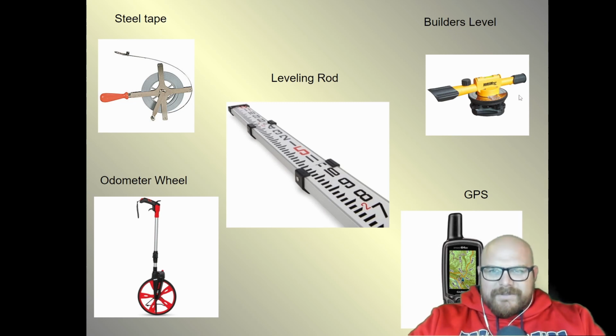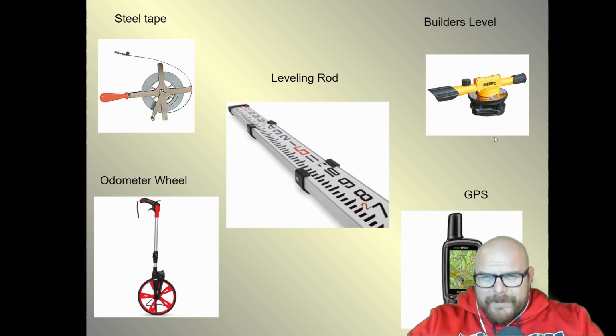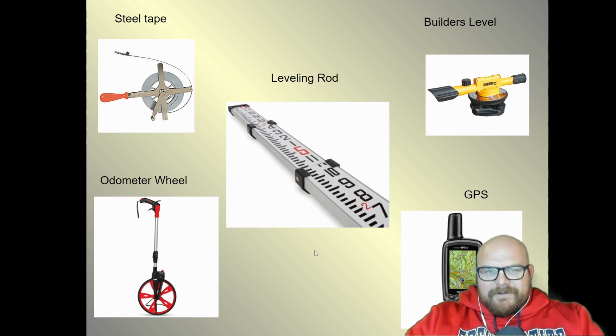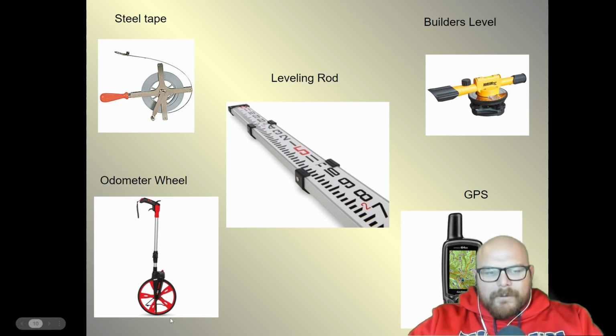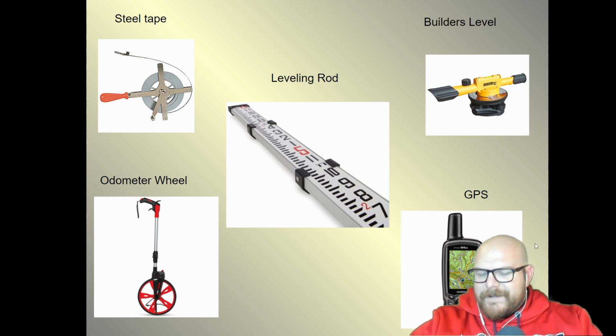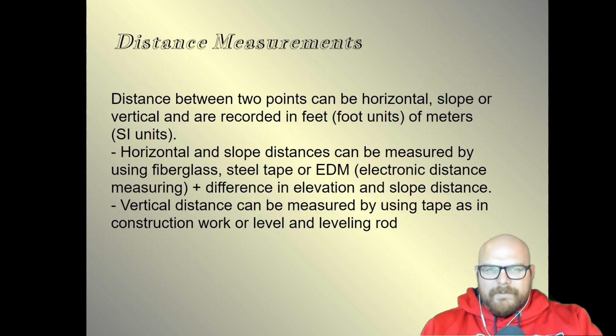Here's an example of some of those. If you look in the top right corner, that is the builder's level. The leveling rod is what we're actually going to be reading, so we use these two in conjunction. The steel tape typically has a holder like this, and it is going to be steel, with markings on it, and it's more accurate. Odometer wheel, you've probably seen these. You maybe didn't know what it was, but it has a little counter on it. It just rolls and counts and tells you how many feet, since they know the circumference. And obviously a little handheld GPS unit that we can use.